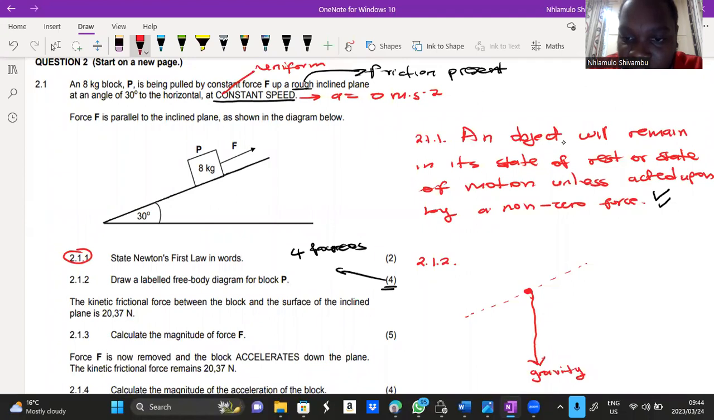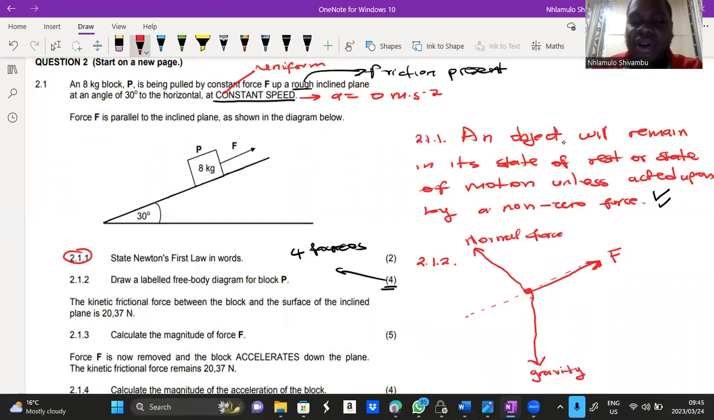And then now we've got the normal force. So the normal force must be drawn perpendicular to the surface. This is the normal force. That is 2 marks now, right? And obviously, we're going to have a normal force because we have a surface. And then we've got the force that is being applied there. This one, we know it's the applied force, so we can call it force F, right?